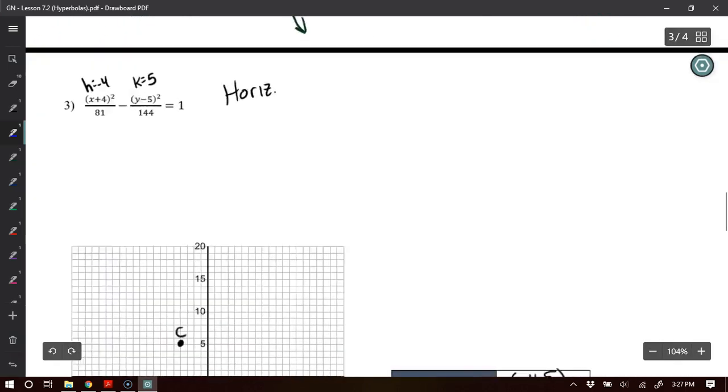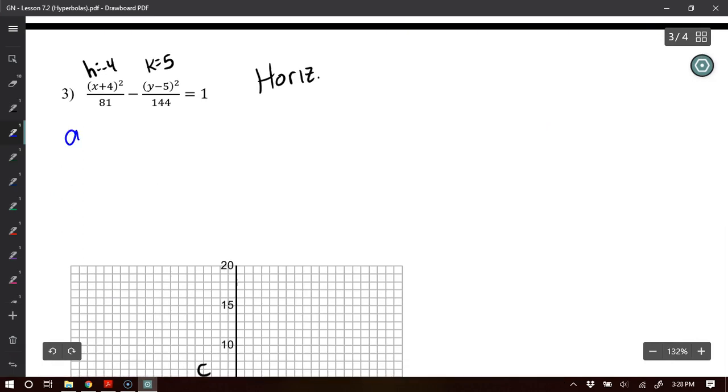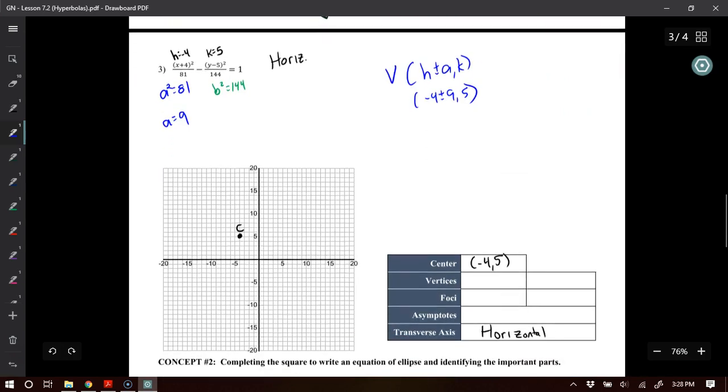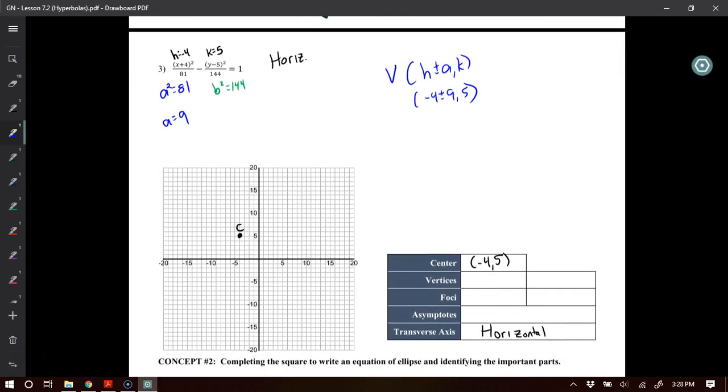The formula sheet shows you a squared is always the denominator of the first fraction. So I am going to write down right away that a squared is 81 and b squared is 144. So then a is 9. Now again, I can use h plus or minus a comma k. I can use that formula, -4 plus or minus 9 comma 5, and I can get the coordinates of the vertices. You could just do that.